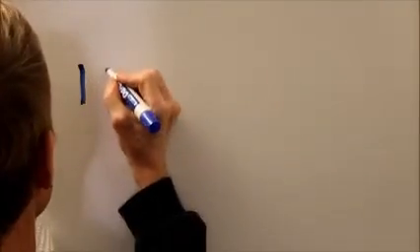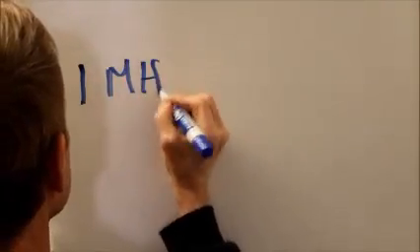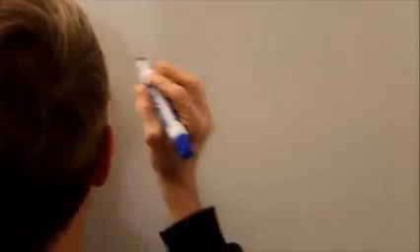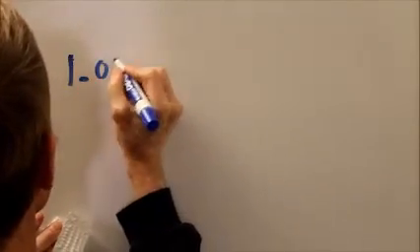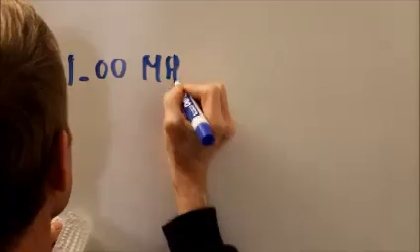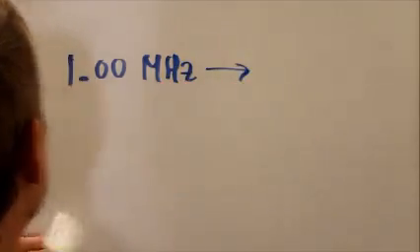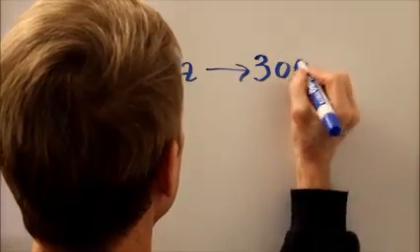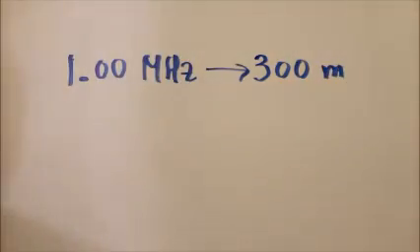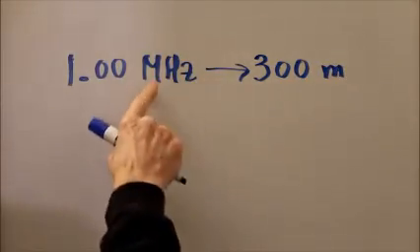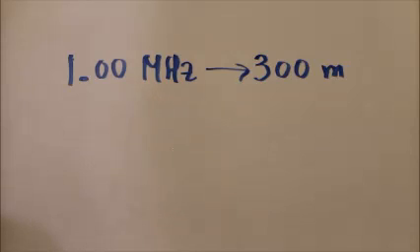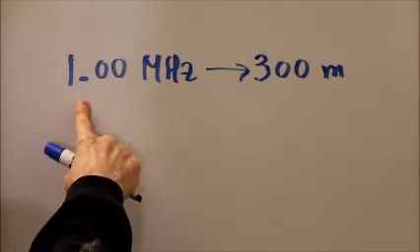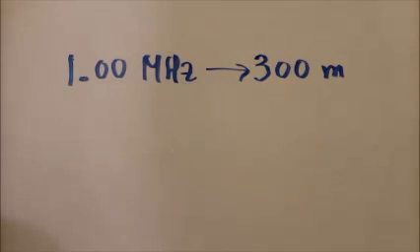As a common example, if you have a wave of 1.00 megahertz, in free space, you're going to find that that is a wavelength of 300 meters. You can do the calculations remembering that mega means a million. 1 million hertz, 300 meters.